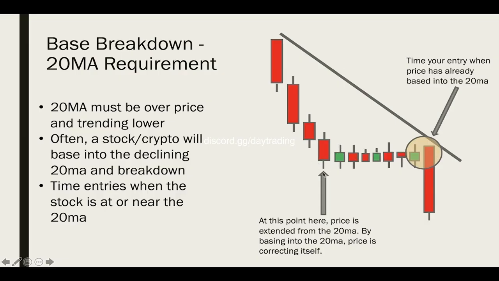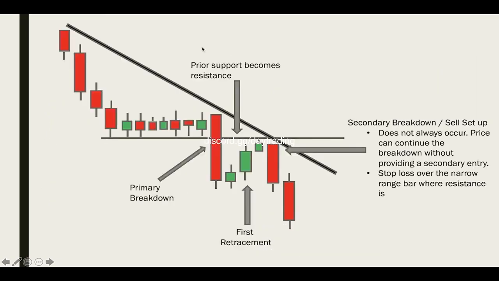Because as of right here, at this point here, price is extended from the 20-day moving average. And by basing into the 20-day moving average, we have that price correction and we're finally ready to short it as soon as it breaks under that base. And we want to time our entry when price has already based into the 20-day moving average. Okay, it's the same exact idea, guys. And same exact idea here as well.